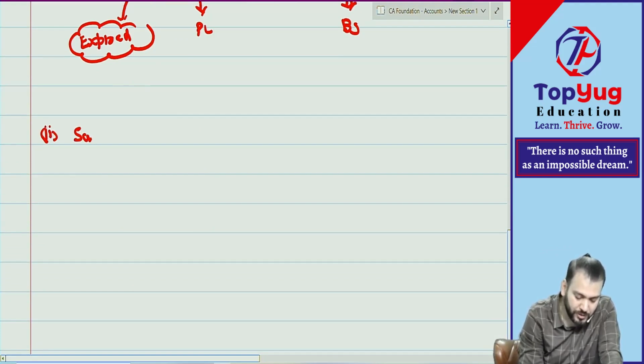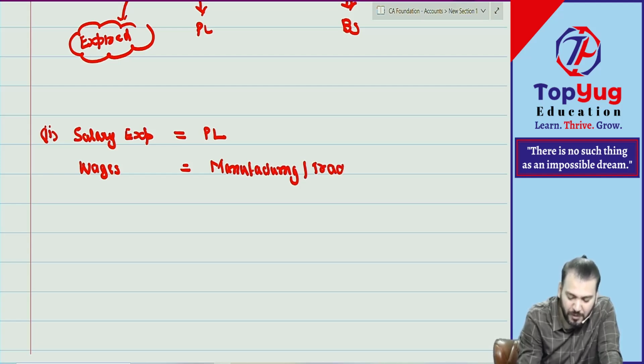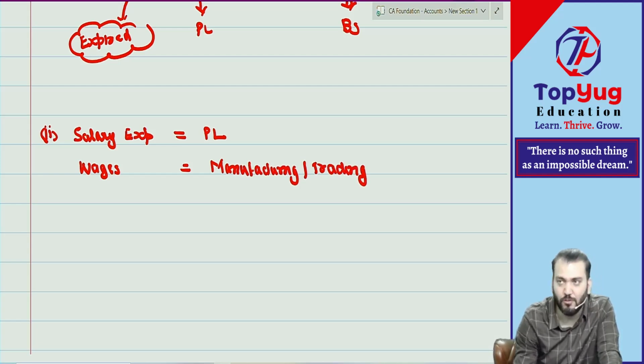Tell me, salary will be transferred to which account? Salary expense, trading or PL? PL. Wages will go to what? Either manufacturing or trading. Now you know it will go either to manufacturing or trading, as the case may be, depending on which organization you are preparing for.